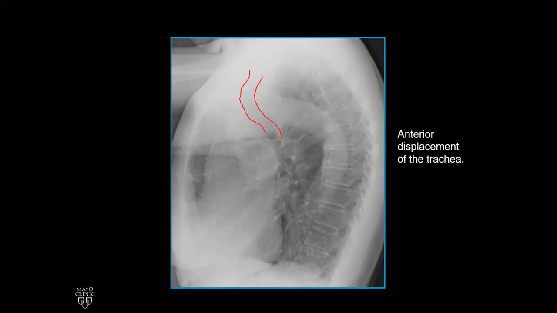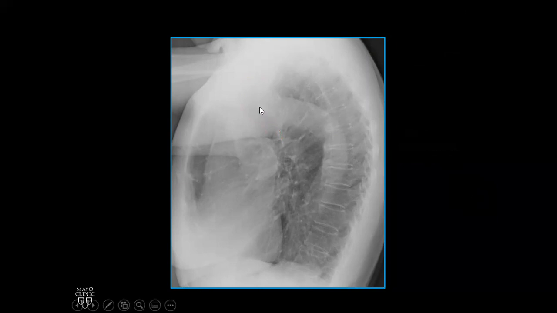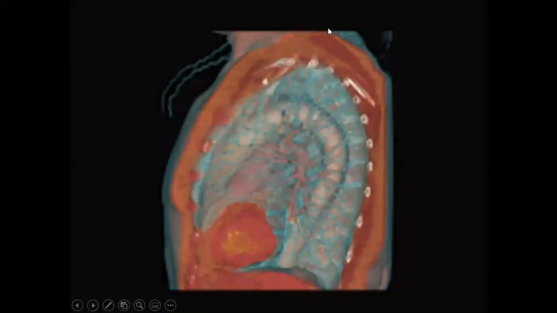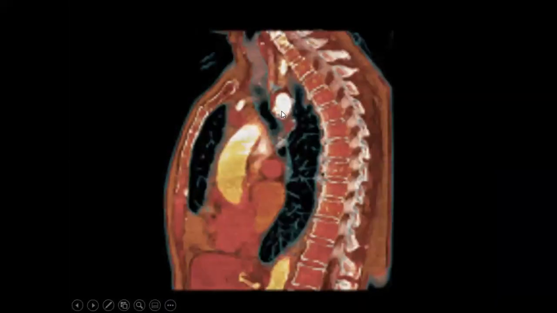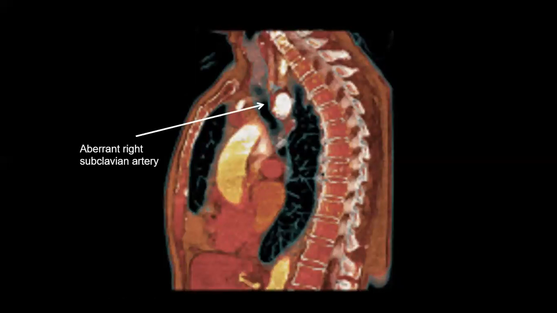There's anterior displacement of the trachea. And what's causing that? Well, look through here, you can sort of see that there's a little circular opacity posterior to the trachea. There's even a little fleck of calcium. So if we go to the CT scan and we peel away and we go to the midline, there's the aorta. And coming off the aorta is a big blood vessel, a big artery. And this is an aberrant right subclavian artery.